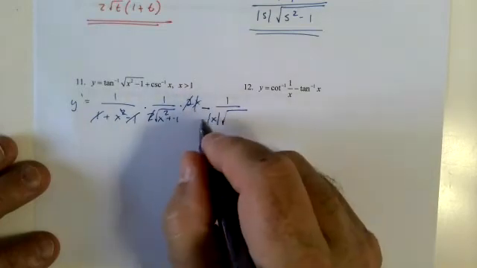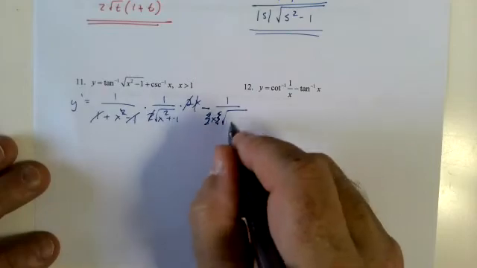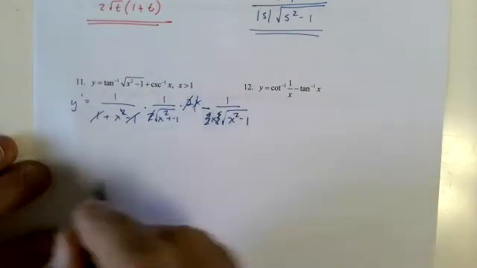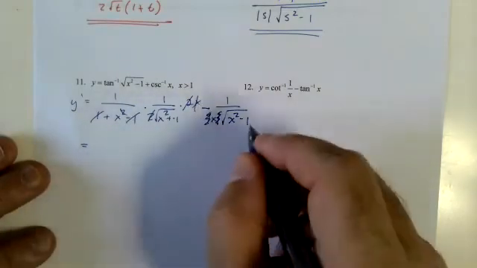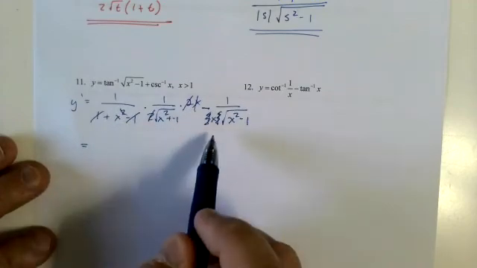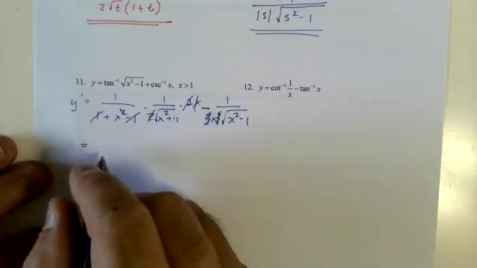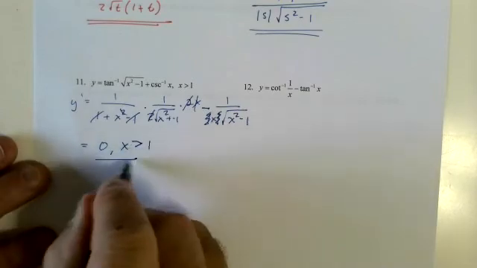X is greater than 1, so I get rid of the absolute value. X squared minus 1 equals 2, so one of the x's cancels. X is still there. 1 over x, minus 1 over x, equals 0, as long as x is greater than 1.